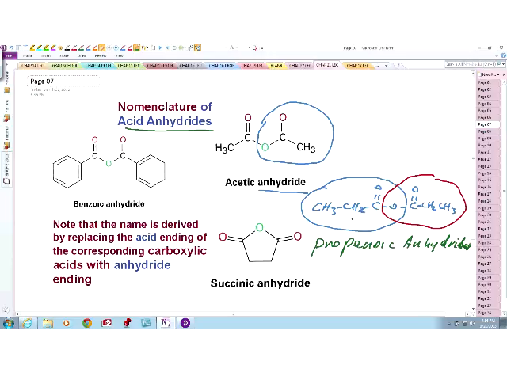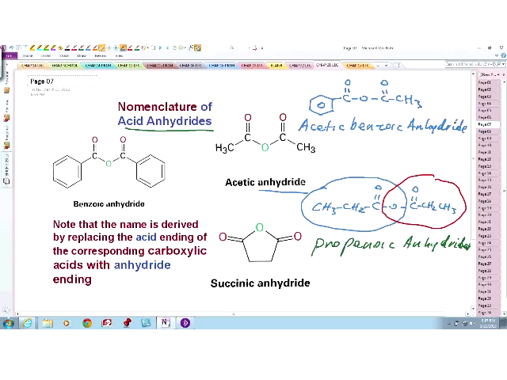Okay, now supposing you have a mixture. Supposing we have this. What would be the corresponding carboxylic acid here? There are two of them. It's benzoic acid and acetic acid. So what would be the name? Alphabetical order. Acetic, benzoic anhydride, exactly. So it becomes acetic benzoic anhydride. Separate words, okay? So these names are fairly simple to derive.